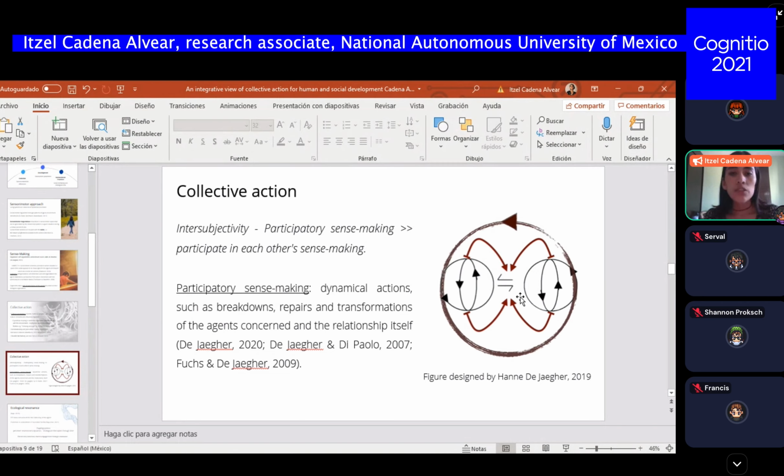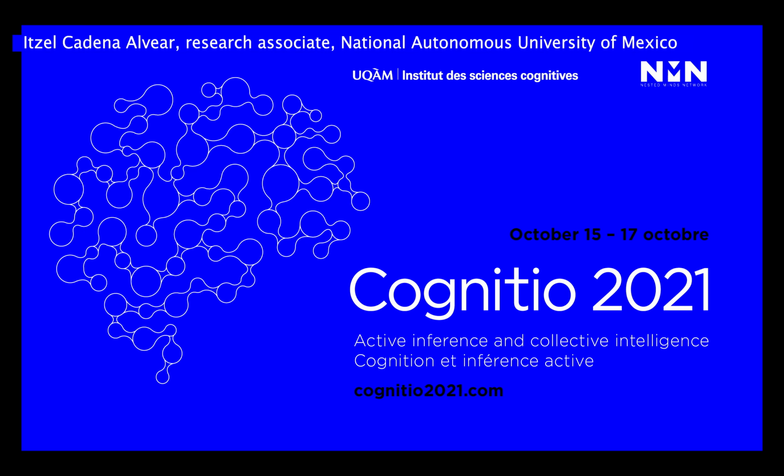So the participatory sense making involves dynamical actions such as breakdowns, repairs, and transformations of the agents concerned in the relationship, in the interaction itself. So in this sense, the 4E cognition proposes to study the interaction itself, the intercorporeal dialogical relationship that we create during our interaction. Now, Melina.